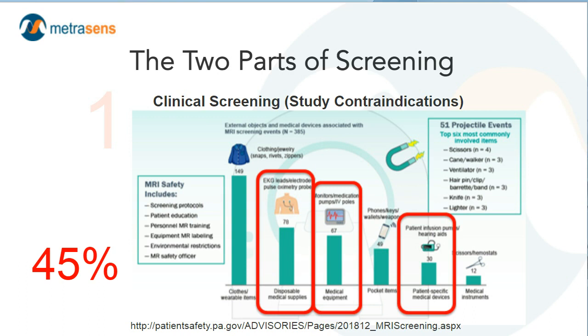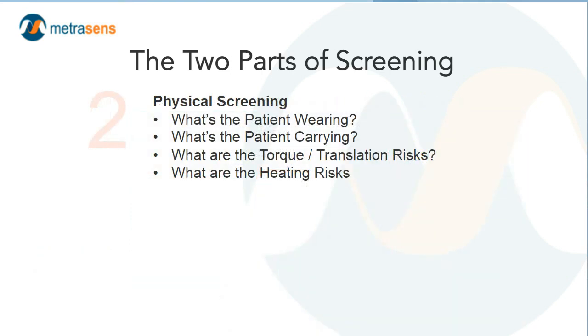room with the patient. And again, this data that we're looking at right here doesn't even track contraindicated implants or devices or renal impairment and risk factors associated with contrast use. But just of the things that make it into the magnet room, 45% of them are related to clinical patient safety. Which brings us to the second part of an effective screening protocol.